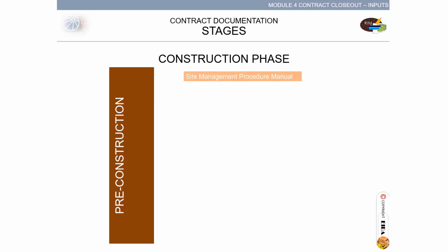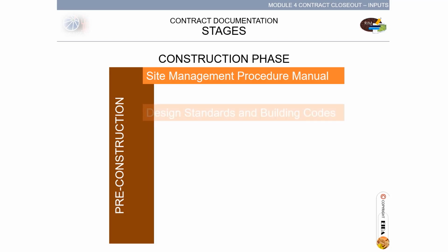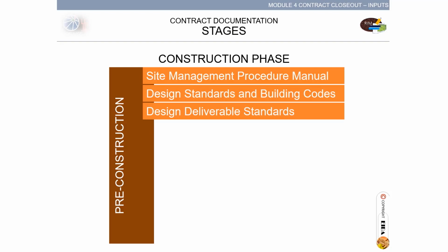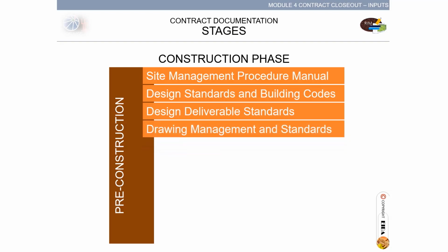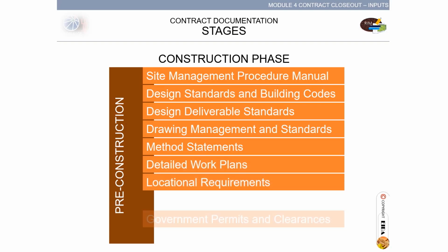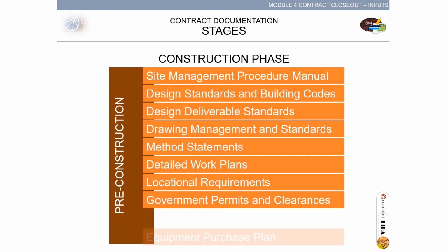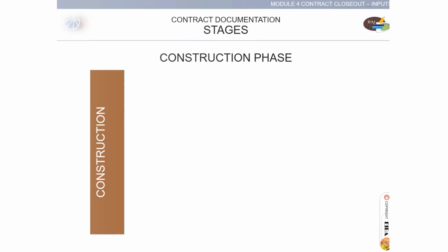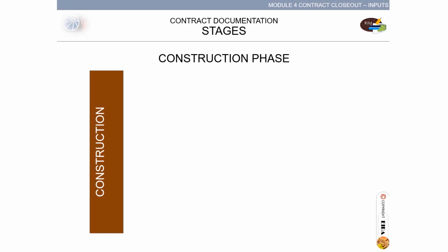Pre-construction: Site Management Procedure Manual, Design Standards and Building Codes, Design Deliverable Standards, Drawing Management and Standards, Method Statements, Detailed Work Plans, Locational Requirements, Government Permits and Clearances, Equipment Purchase Plan, both construction and for the building, project organization. Contract documentation stage at construction phases, continuation.